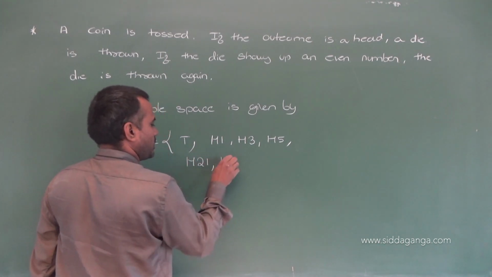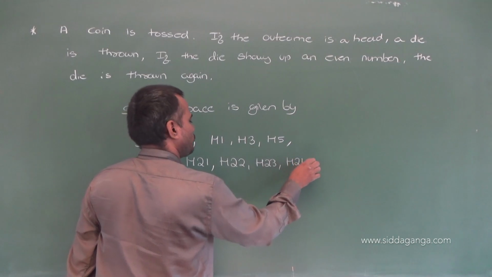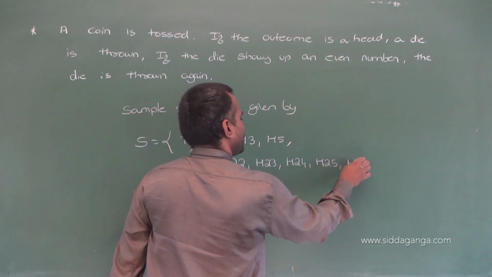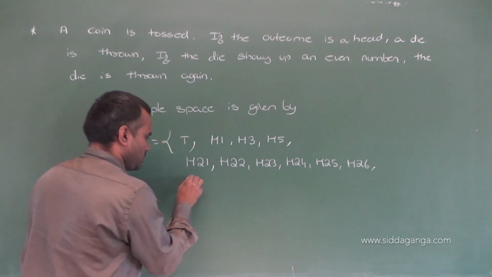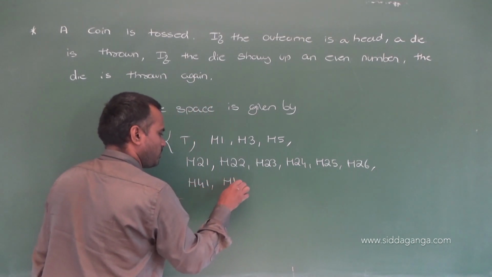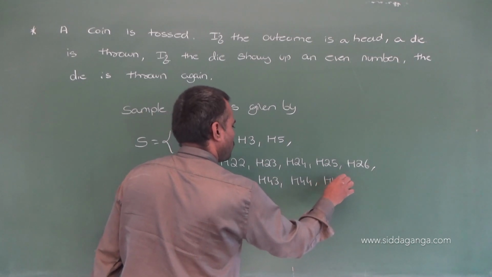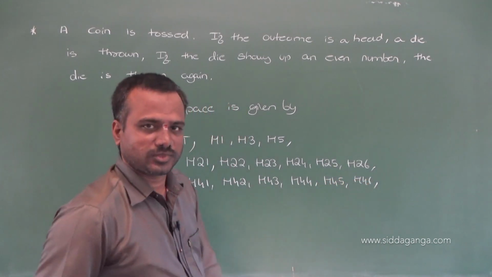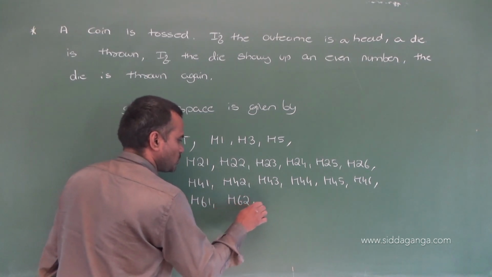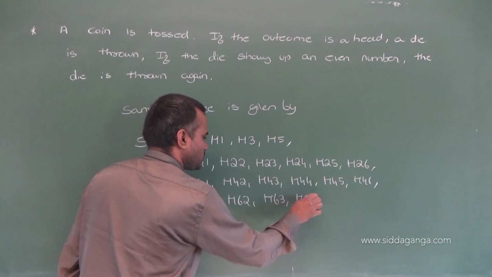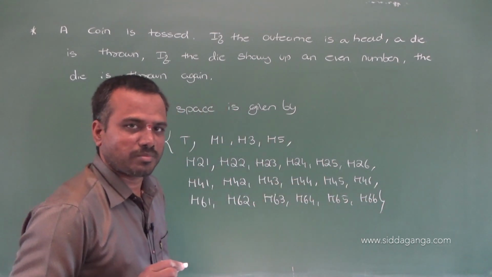Understand? Write the 6 elements; I write below better. H2 is fixed: H2, 1, H2, 2, H2, 3, H2, 4, H2, 5, H2, 6. One even number is over. The next, H4, 1, H4, 2, H4, 3, H4, 4, H4, 5, H4, 6. Correct? 4 is over. H6, 1, H6, 2, H6, 3, H6, 4, H6, 5 and H6, 6. That stops. Complete the experiment.